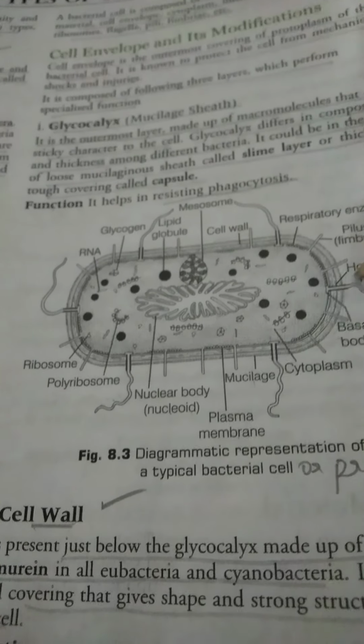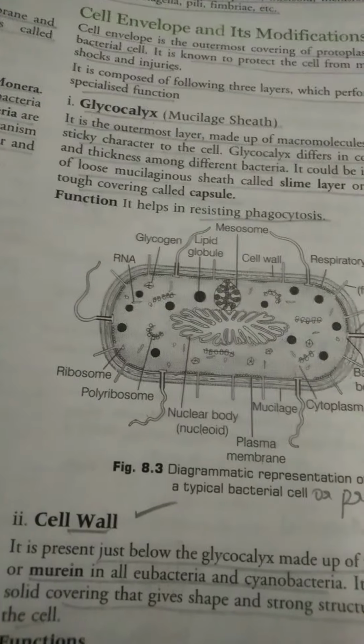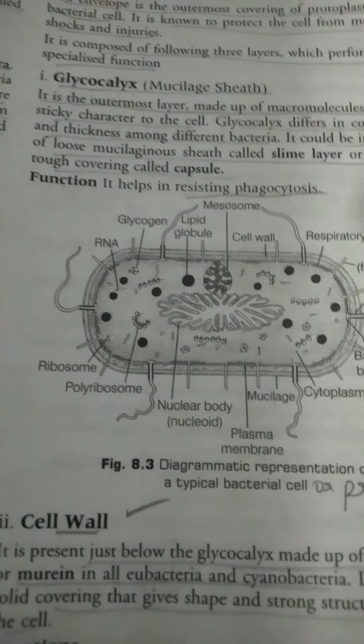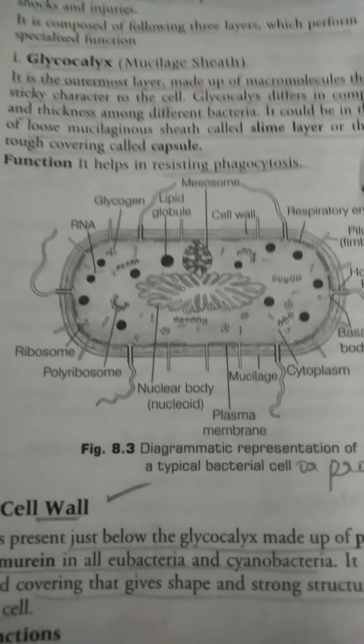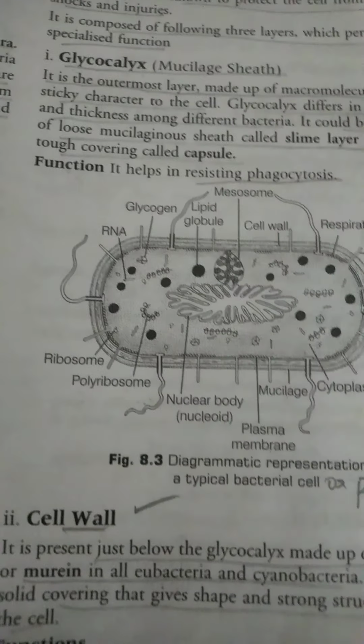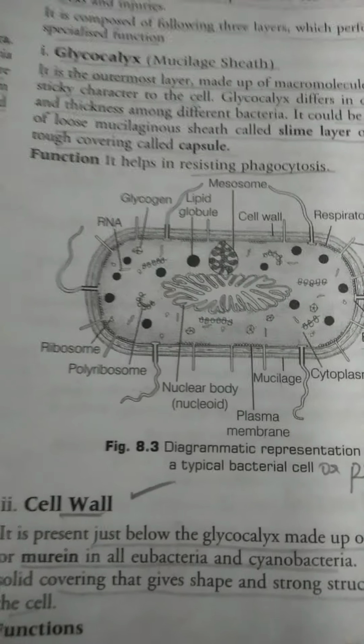Here you can find the flagella, which is the locomotory organ that helps in the locomotion of the bacteria. Then the bacteria is also covered with fimbriae. The fimbriae help in attachment of the bacteria to rough surfaces. Then pili are also there. Pili help in the sexual reproduction of the bacteria. So this was about the general structure of the bacteria.